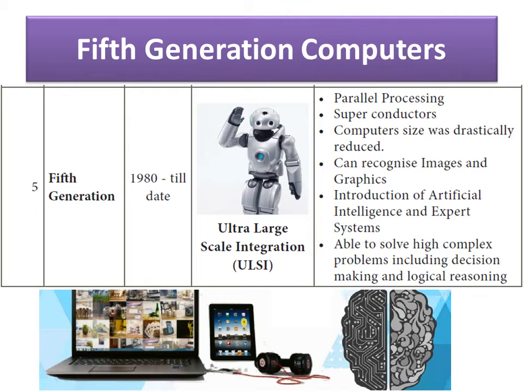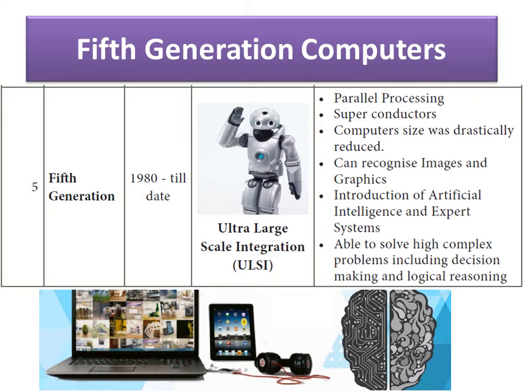Now let us learn about the present generation, that is till date computers. That is the fifth generation of computers. They used ultra large scale integration or ULSI technology. They are using parallel processing, that is two processors simultaneously working. Superconductors. Computer size was drastically reduced. Can recognize images and graphics. You can do Google search for your images, right?